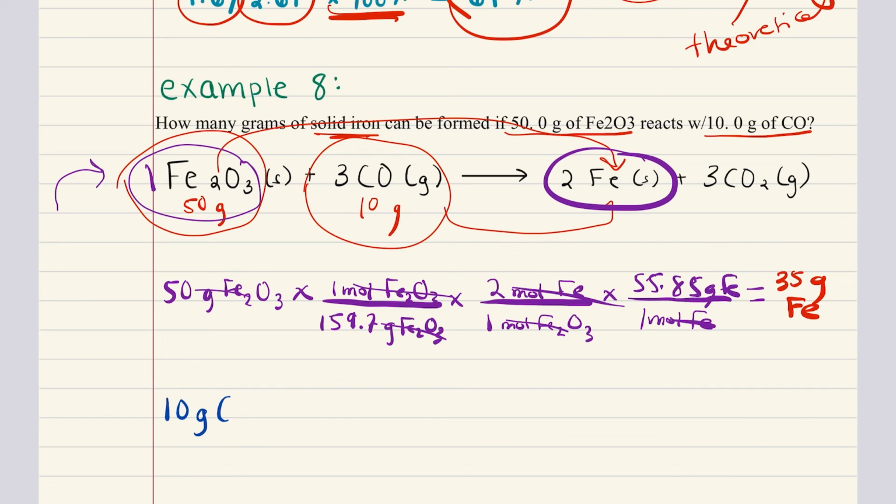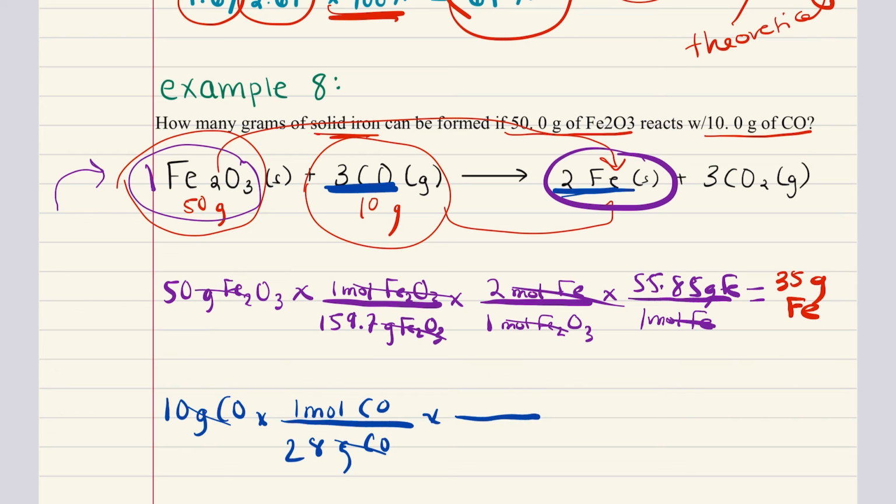We have 10 grams of carbon monoxide. First thing we want to do is convert that to moles of carbon monoxide using molar mass. For 1 mole of carbon monoxide, we have 28 grams of carbon monoxide. Now we have moles of carbon monoxide. We can use mole to mole ratios to move from carbon monoxide to solid iron. For 3 moles of carbon monoxide, we have 2 moles of iron. So we're going to set that up.